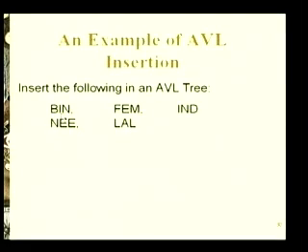What we are seeing: bin is the lowest, fem is greater than bin, ind is still greater than fem, ni is greater than ind. However, lal is greater than ind because L comes after I, but it is less than ni. And we would like to see how in an AVL tree we balance the insertions during the time of insertions itself. So let us look into the insertions as far as this particular tree is concerned.